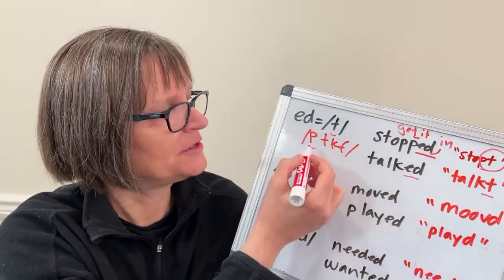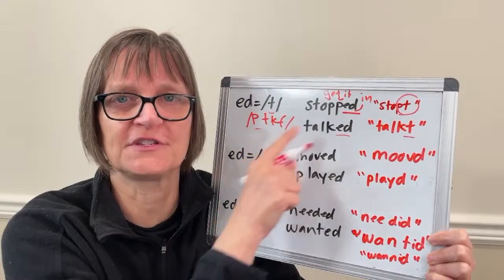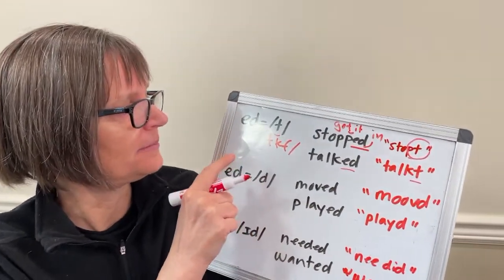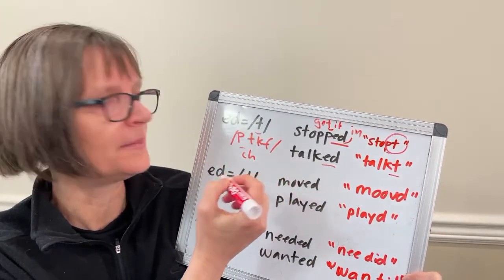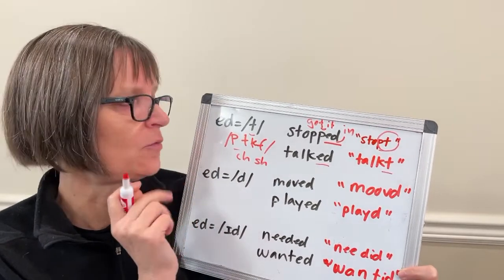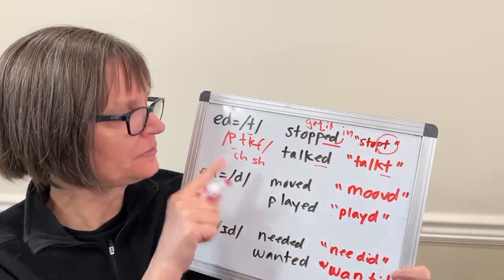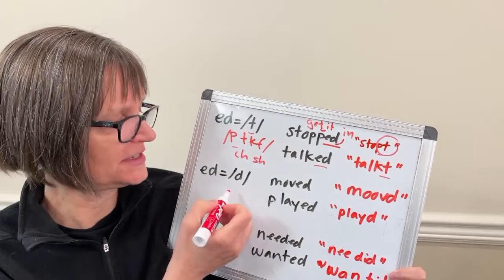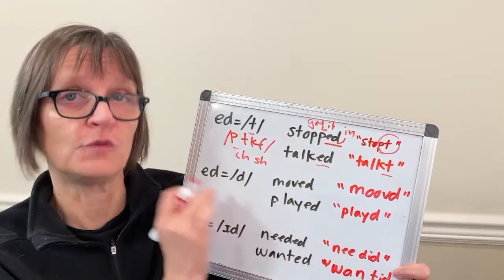This is less common. You can see there's only 4 sounds when the words end with these 4 sounds that we do the t sound. Actually, that's not true. We also do it for ch and sh sounds. So I watched, I washed. So these voiceless sounds.